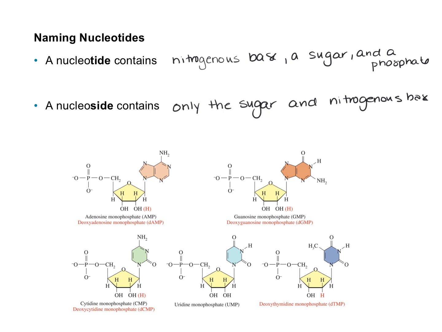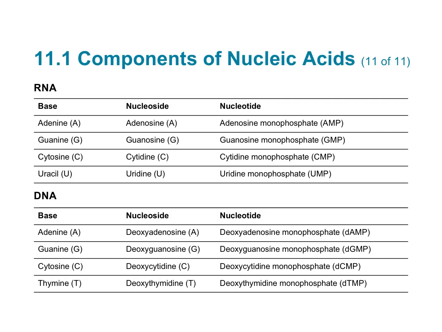So different people learn different ways. Some people like words, some people like images, some people like tables. The same information here is presented on a table where you have the base here in either RNA or DNA, the nucleoside name, and then the nucleotide name here. And so that's just, I think, helpful, depending on how you like to organize your information.